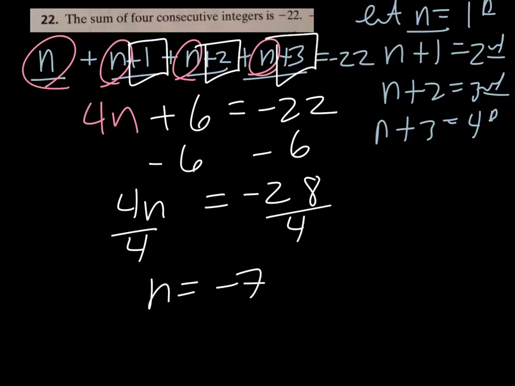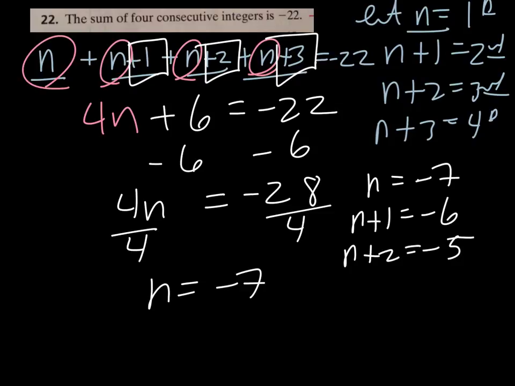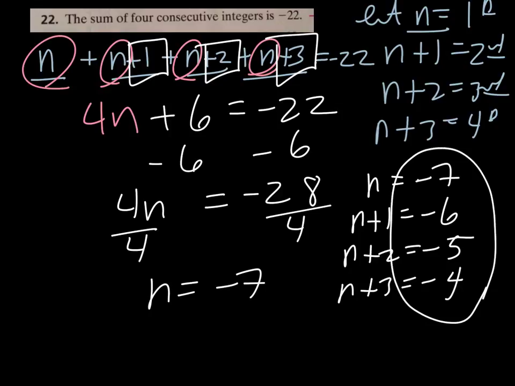Now you have to ask yourself, if n is negative 7, then n plus 1 is negative 6, n plus 2 is negative 5, n plus 3 is negative 4. Does that work? If I add these together, do I get negative 22? And you do. So there you go. I think these are kind of fun. I really like them because it's brain thinking, challenging, fun stuff.